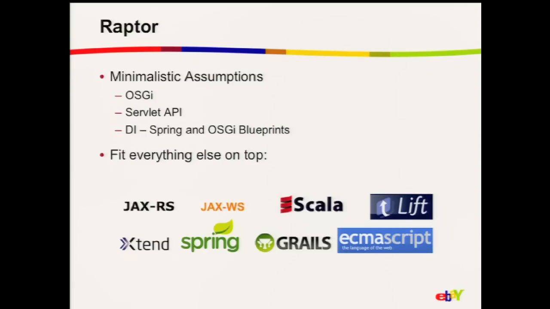So the minimum assumptions we took here, we took some criteria. One of the criteria was for our code, where we had millions of lines of code in a monolithic code base. The first thing was to make it more modular. So when you talk about modularity, the first thing that comes to mind is OSGi. So that's the first thing which we brought up. So we went and adopted OSGi.